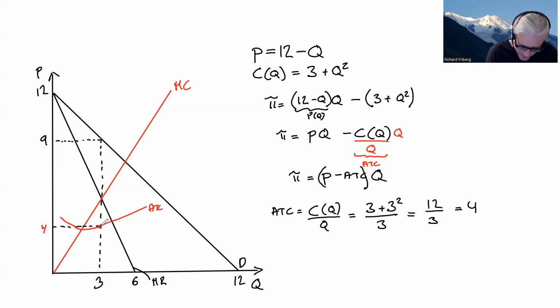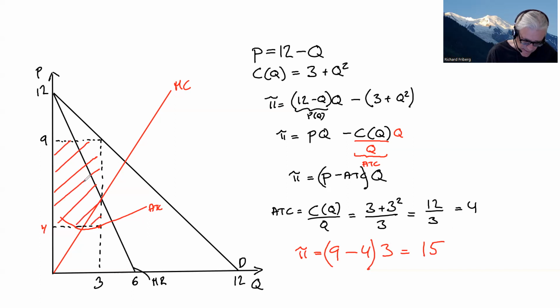For our purposes, the most important point, though, is that we have one point on this curve that we've calculated, 4, at the quantity of 3. So we can express profits as, in this case, price, 9, minus average total cost, 4, times quantity, 3. So that's 5 times 3, or that's 15. And we can draw that in this figure. Okay, so that's this area. That's profit for the monopolist in this case.